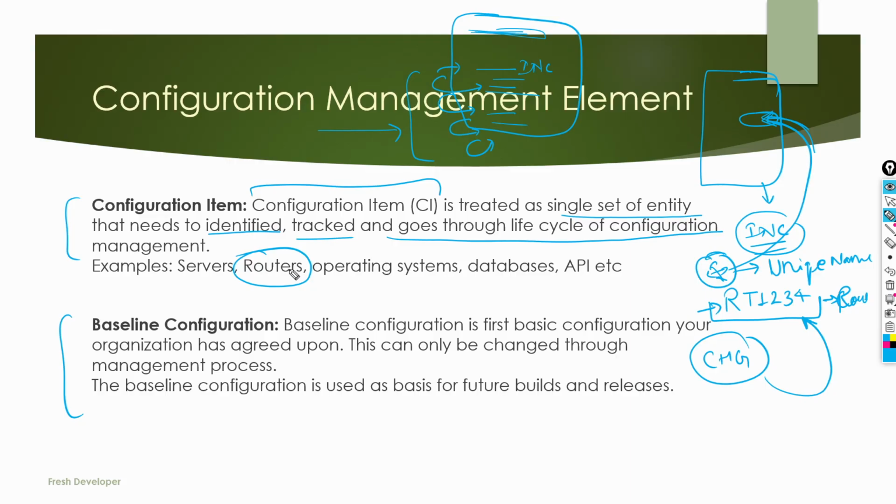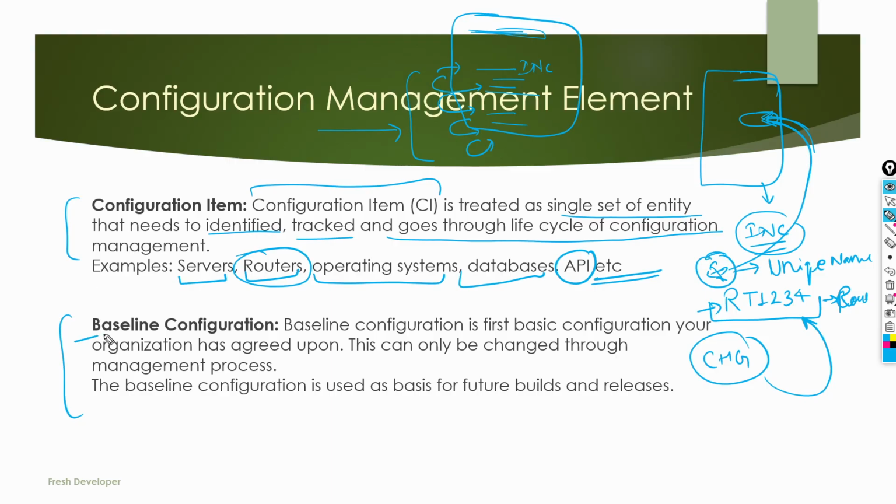And this configuration item can be a server, a router, an operating system, a database, or in fact an API and some other thing. Whatever we want, we can make a configuration item, which is configurable and owned by your organization. So there's a chance that we are going to make configuration changes, and that is owned by the organization, so we make it a configuration item. So it becomes very easy to track what activities have happened to that equipment.